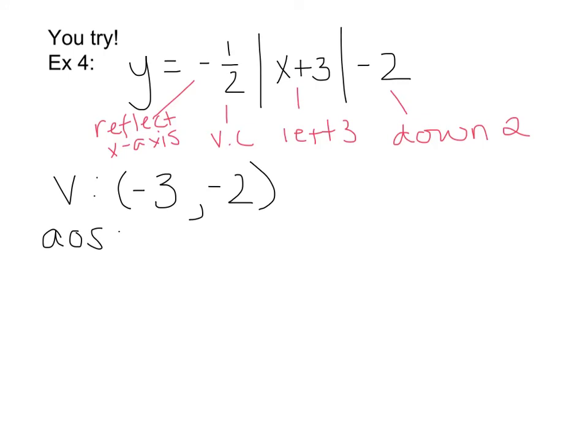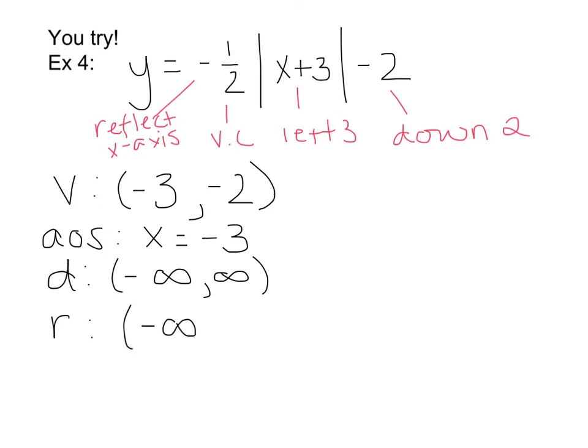The axis of symmetry is x equals the x part of your vertex, so negative 3. Domain, even though it's negative, still is going to be negative infinity to positive infinity. Now the range, this is where it's different. So since a is negative, it's going to make it negative infinity now to k, so negative 2, because now it's been flipped over. So k is now the highest part of our graph. So let's graph (-3, -2).